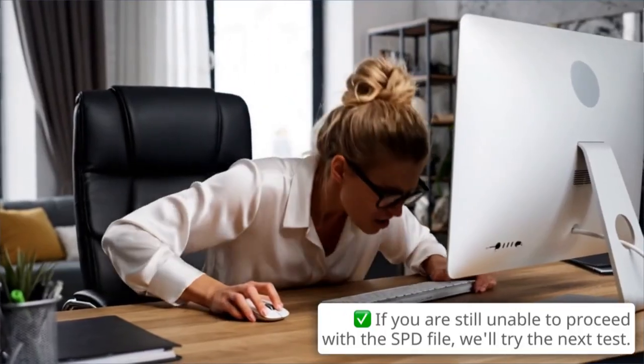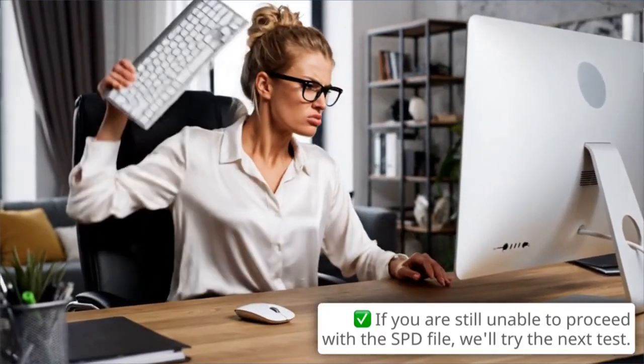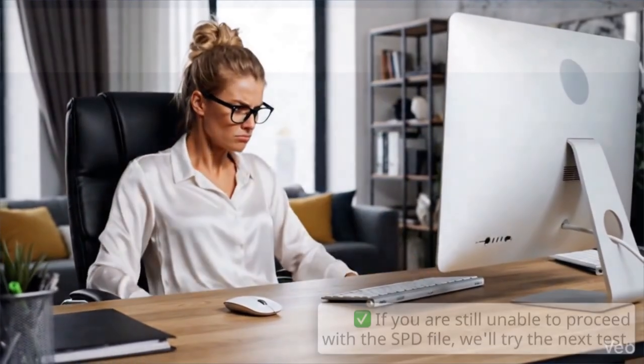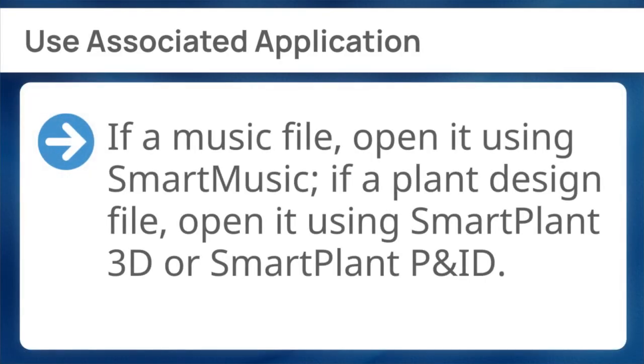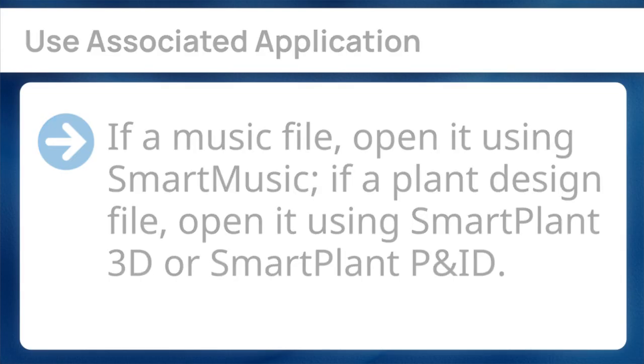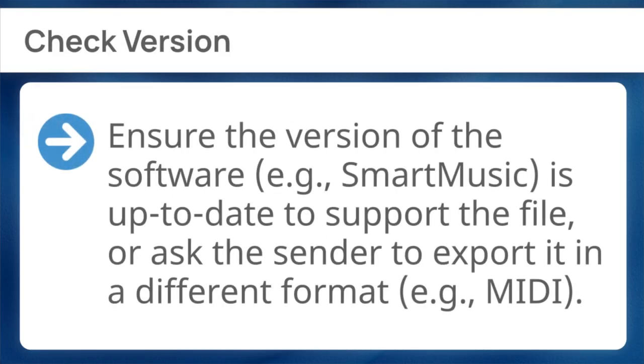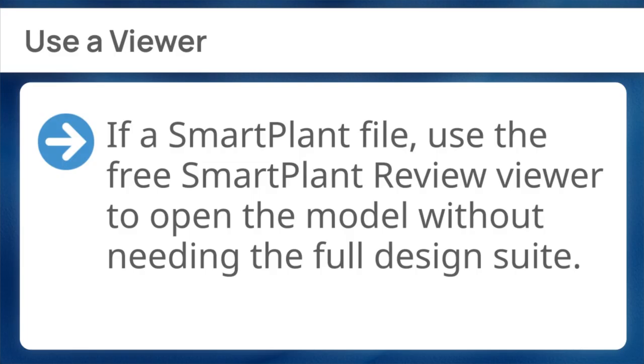Let's initiate a quick test on the following common failure scenarios to see the source of the blockage. First, use associated application. If a music file, open it using SmartMusic. If a plant design file, open it using SmartPlant 3D or SmartPlant PNID. Next, check version. Ensure the version of the software, e.g. SmartMusic, is up to date to support the file, or ask the sender to export it in a different format, e.g. MIDI. Finally, use a viewer. If a SmartPlant file, use the free SmartPlant Review Viewer to open the model without needing the full design suite.